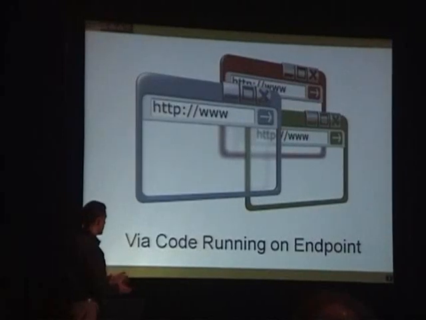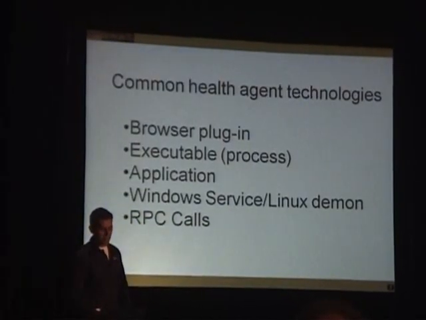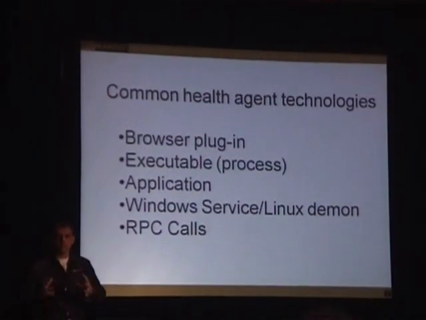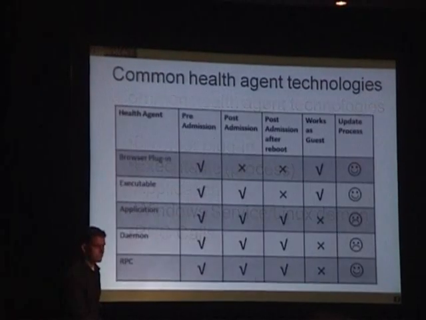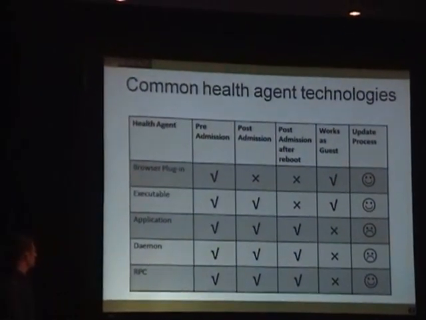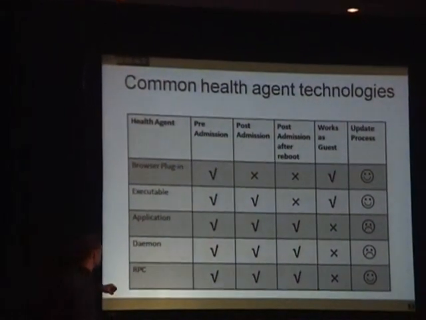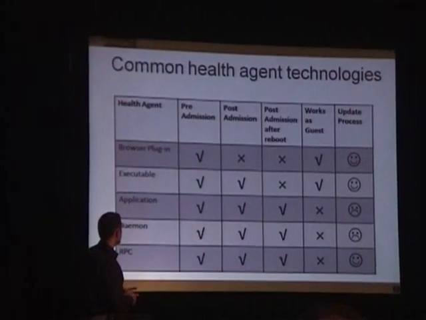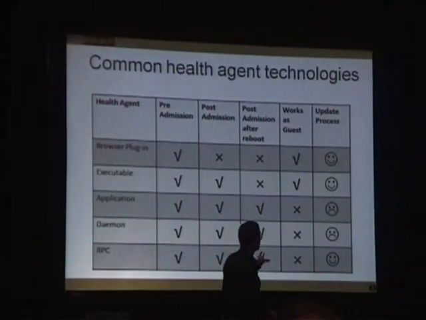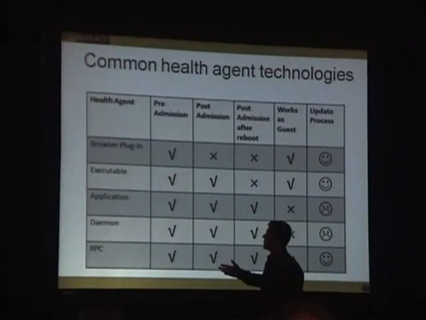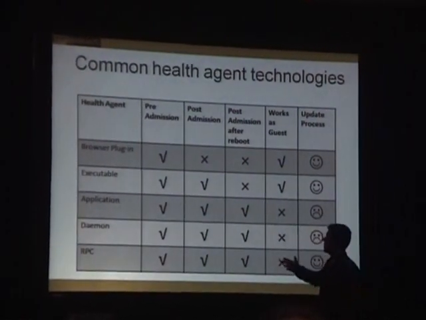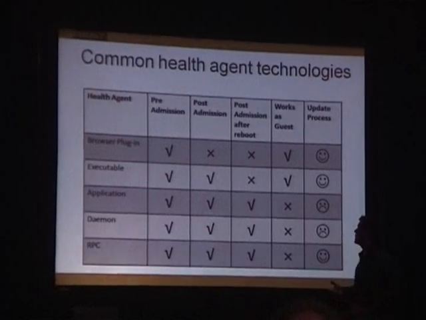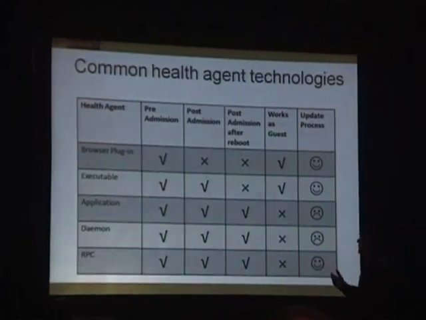Another element, which is much more popular, is via code running on the endpoint. It could be a browser plugin, an executable, an application, a daemon, or an RPC call. Everything is eventually assembly running on the endpoint. What I did here is a chart that goes over a comparison between the health agent technologies that interact with anti-malware, and what it means in terms of pre-admission, post-admission, after reboot, and update process. It's pretty trivial. For the browser plugin, pre-admission is great, but for post-admission you can't really enforce an ActiveX, or if somebody closed the browser, you can't enforce that. Post-admission after every reboot could also be problematic.